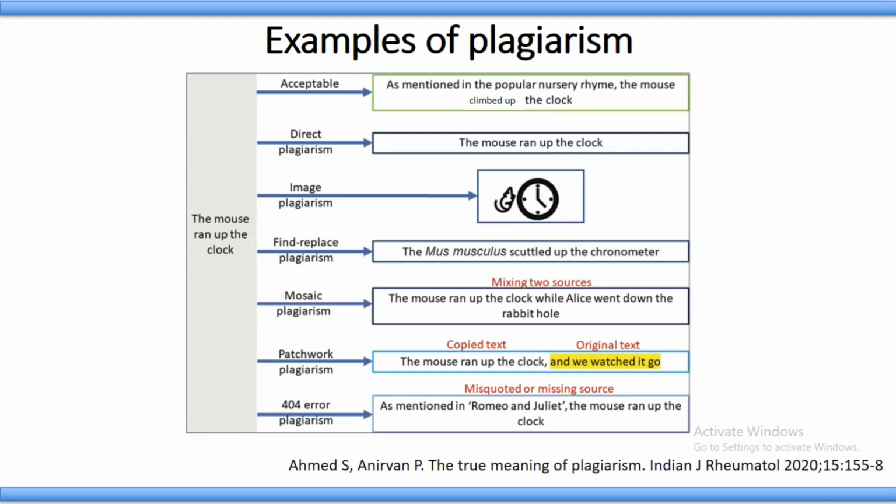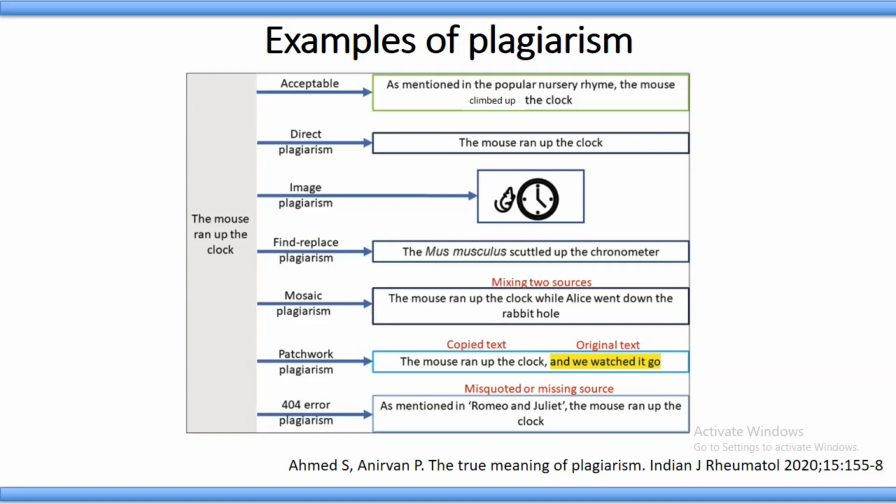You may simply directly plagiarize it without reference. You could make it into an image and express the same thing in the form of an image without duly referencing the source. That could be image plagiarism. Find-replace plagiarism is where you use the technical term for mouse, and instead of clock you write chronometer. That also is plagiarism.